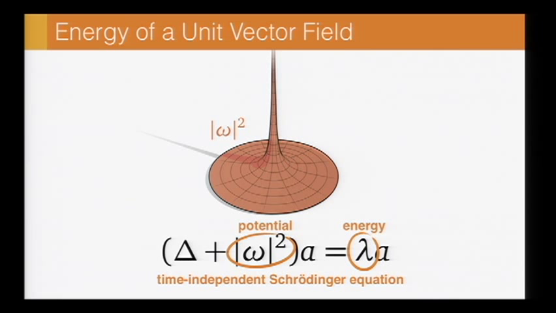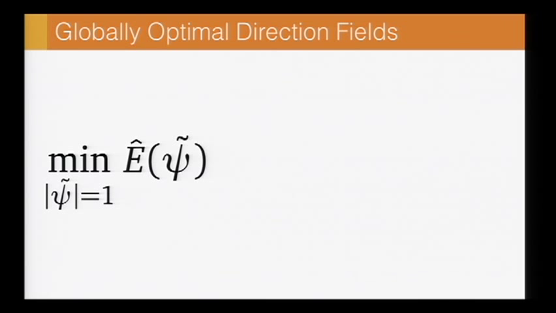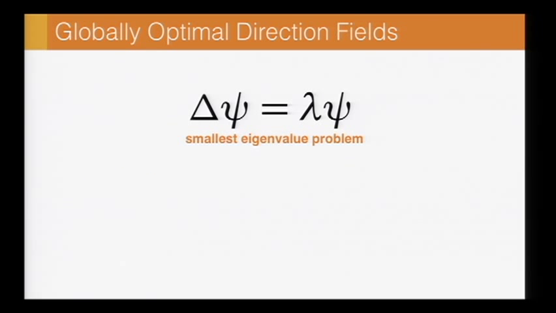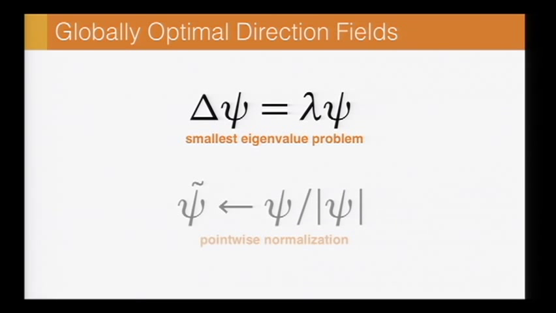Okay? Now to get the globally optimal unit vector field, we're going to minimize this energy over all possible unit direction fields. And if we expand our definition here, what we realize is what we're really doing is we're minimizing the usual Dirichlet energy over all vector fields that have unit L2 norm. And so again, that turns into just a smallest eigenvalue problem. So we solve this smallest eigenvalue problem. Once we get the solution, we normalize those vectors at each point. And the key thing about this procedure is it's very, very fast.